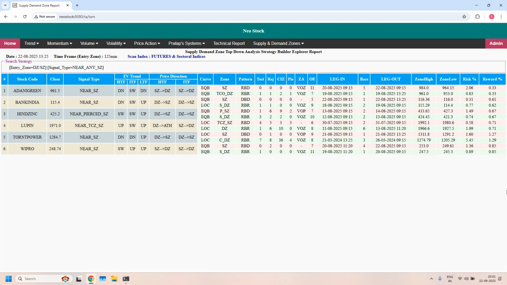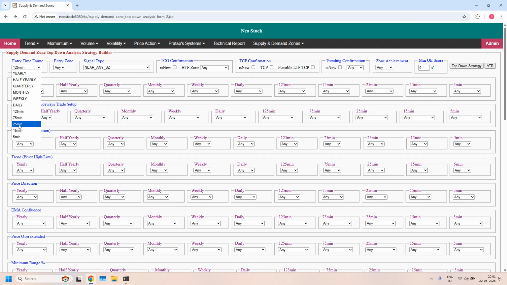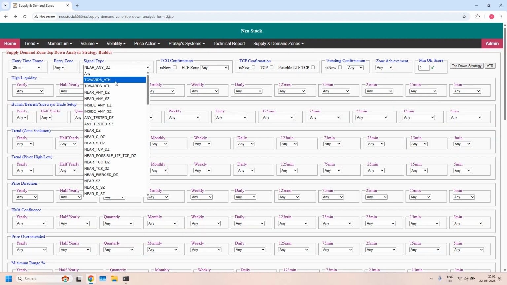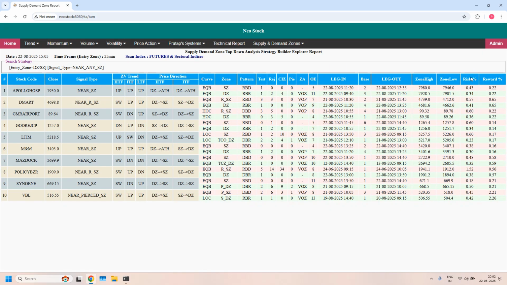Next time frame 75 minutes already generated in the beginning of the report. So the next time frame is 25 minutes. Stocks near to the 25 minutes demand zone, we got 8 stocks. Next, stocks near to the 25 minute supply zone, we got 10 stocks.